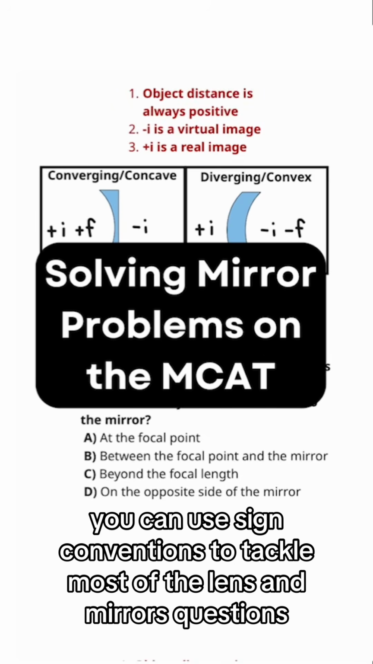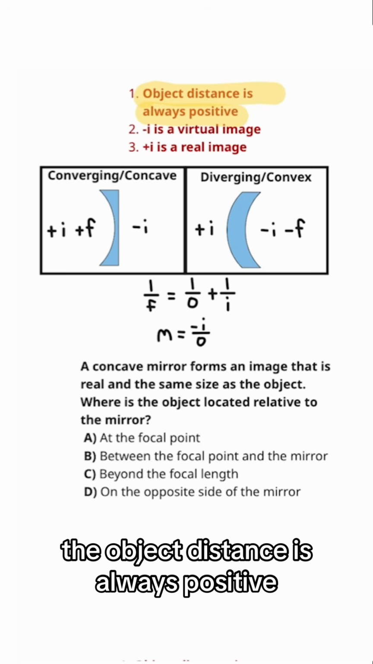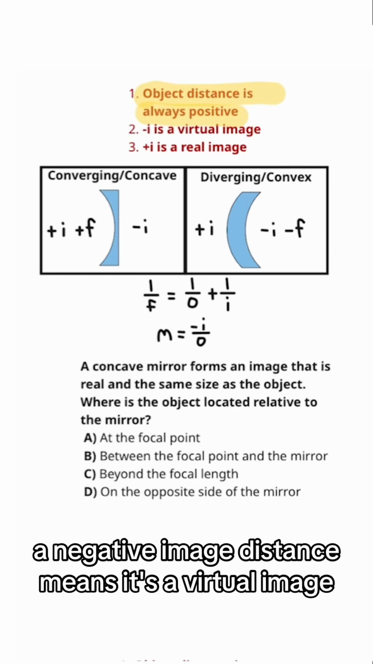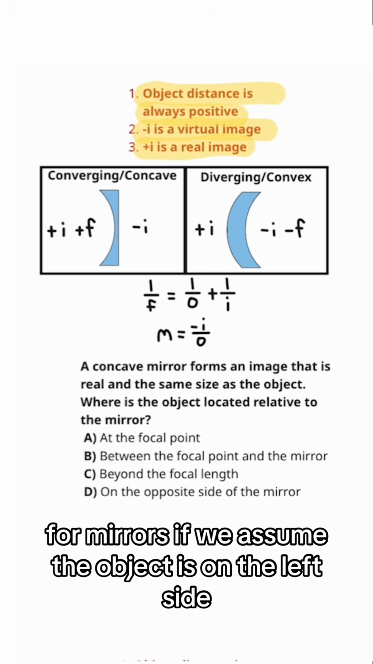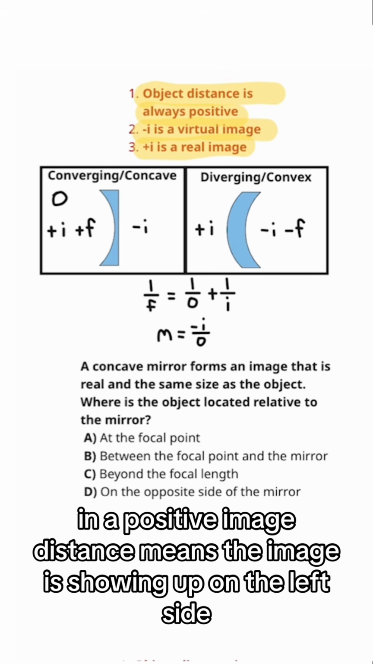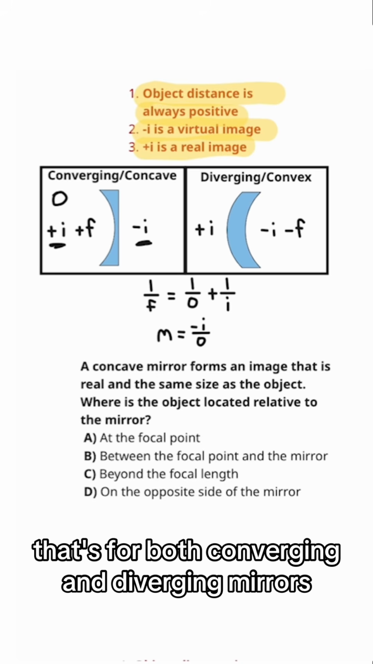You can use sign conventions to tackle most of the lens and mirrors questions on the MCAT. For all of those problems, the object distance is always positive. A negative image distance means it's a virtual image, and a positive image distance means it's a real image. For mirrors, if we assume the object is on the left side, then a positive image distance means the image is showing up on the left side, and a negative image distance means it's showing up on the right side. And that's for both converging and diverging mirrors.